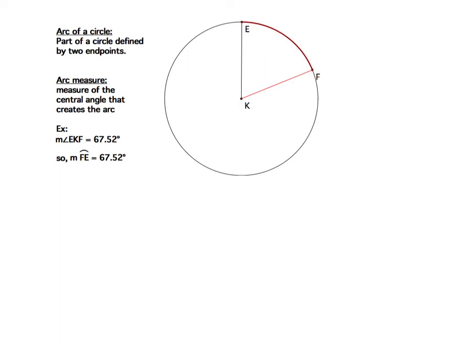Notice how, when you talk about an arc, we name the arc sort of like we would name a line segment. So here we have arc FE. But instead of having to write out arc, we just say, okay, we have FE, and it's an arc, so I'm going to put this arc over the top of it. Just like when you have a line segment, you have the two endpoints and you put a line segment over the top of it. Here we have the two endpoints and we put an arc over the top of it.